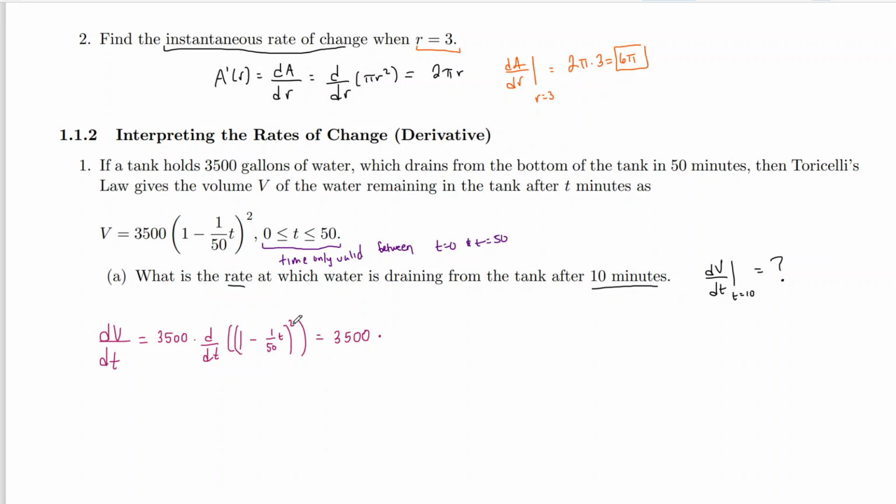The chain rule says do the ordinary rule, which here would be the power rule. We bring the 2 down. We rewrite the inside, 1 minus 1 over 50t. We subtract 1 from the power, which is just 1. And then we multiply by the derivative of the inside, the thing that's being raised to the second power, which is 1 minus 1 over 50t.